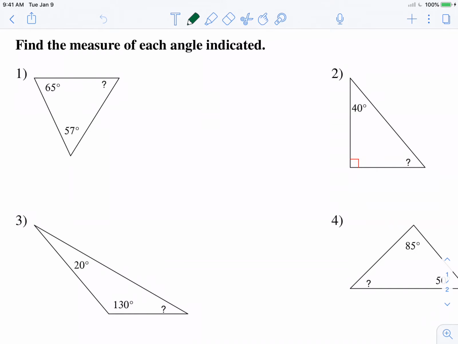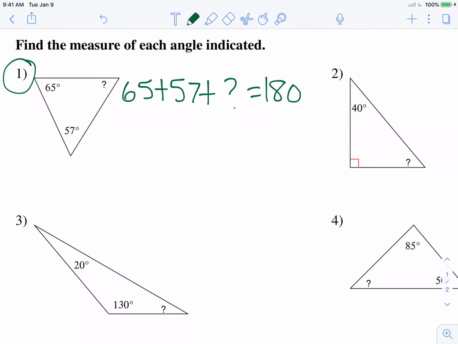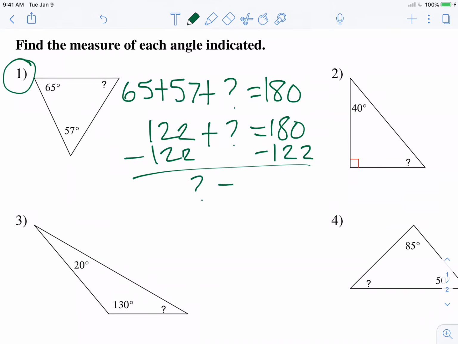So number one is an example of that. So 65 plus 57 plus our question mark has to equal 180. So first I'm going to combine my like terms. That gives me 122 plus my question mark equals 180. And then I'm going to subtract 122, and my question mark would equal 58. And that's my answer for number one.